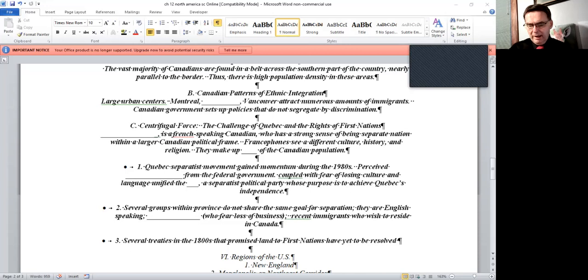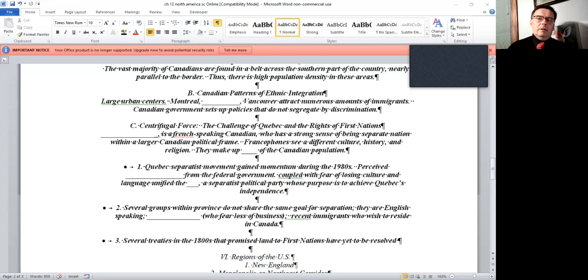Therefore, there's a Quebec separatist movement, which gained momentum in the 1980s. Perceived oppression from the federal government, coupled with fear of losing their culture and language, unified the PQ. The PQ is a political party, otherwise known as the Parti Québécois. It's a separatist political party whose purpose is to achieve Quebec's independence.